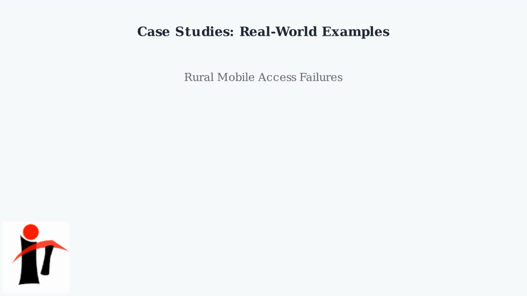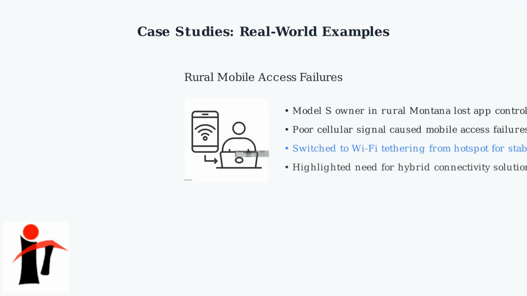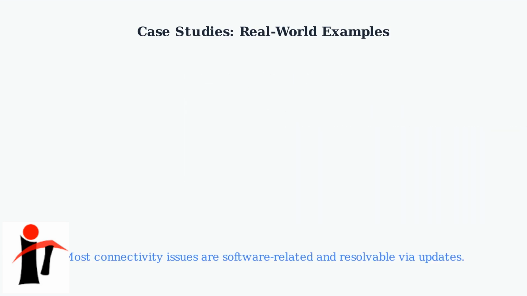For rural connectivity challenges, a 2023 case involved a Model S owner in Montana who lost mobile access during a trip due to weak cellular signals. By switching to Wi-Fi tethering from a mobile hotspot, they regained stable app control, demonstrating the effectiveness of hybrid connectivity solutions for remote areas. These case studies illustrate that the majority of Tesla Model S connectivity problems are software-related and can be fixed through over-the-air updates or simple configuration changes, rather than requiring expensive hardware repairs.